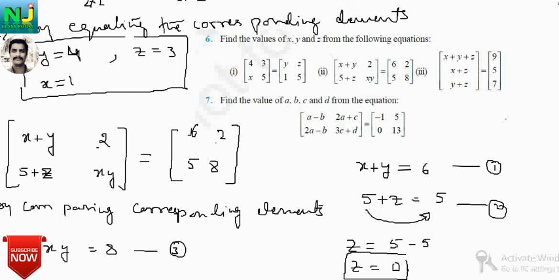In a similar manner you can solve problem number 3. Solve this problem yourself. Do it yourself, it is a very simple problem. We have x plus y plus z is equal to 9, y plus z is equal to 5, and y plus z is equal to 7. Otherwise I will do it, no problem. If it seems very difficult, we will go and solve it.